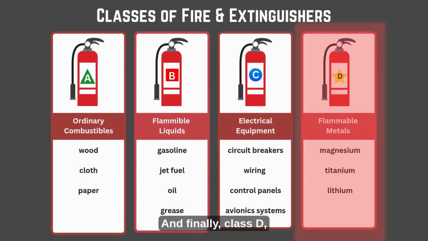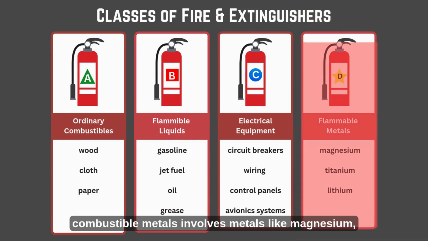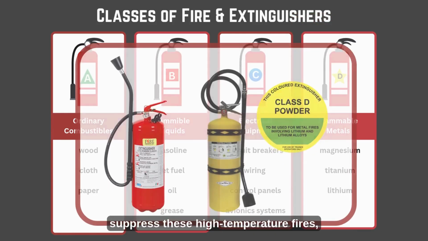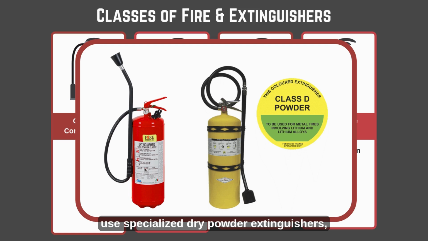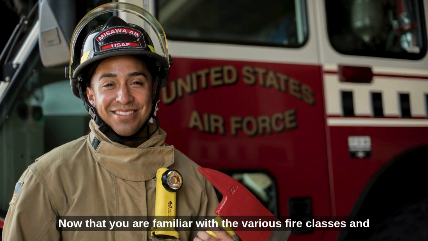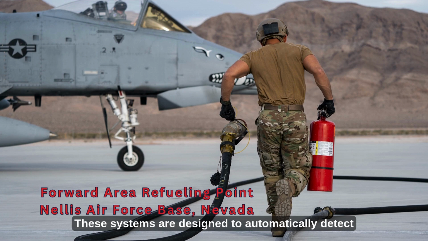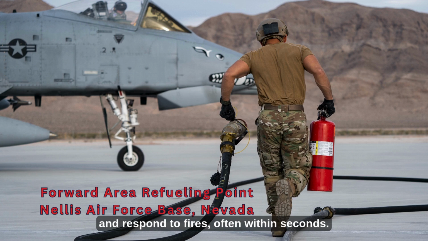And finally, Class D, combustible metals, involves metals like magnesium, titanium, and lithium, which are often found in aircraft components. To safely suppress these high-temperature fires, use specialized dry powder extinguishers, such as those containing graphite or sodium chloride. Now that you are familiar with the various fire classes and the extinguishers used to combat them, let's turn our attention to the aircraft themselves. Unlike handheld extinguishers, aircraft are equipped with advanced, built-in fire suppression systems. These systems are designed to automatically detect and respond to fires, often within seconds. They are crucial for protecting the aircraft, preserving mission integrity, and, most importantly, saving lives.